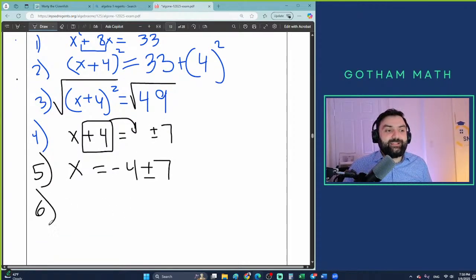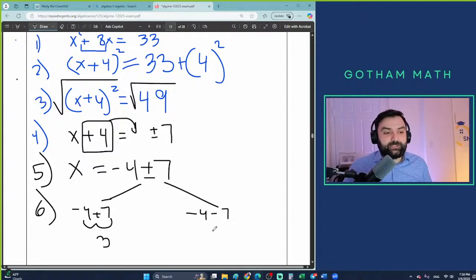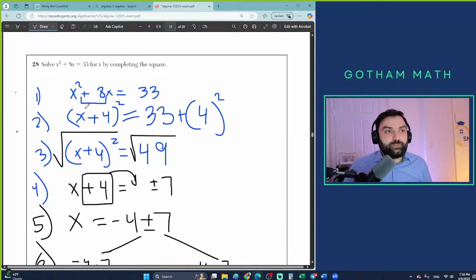And the last step is to do both of these equalities separately. Both of these equalities means negative 4 plus 7, and negative 4 minus 7. In this case, it's going to be 3. In this case, it's going to be negative 11. And those are the answers. This is officially the solutions to this quadratic equation.